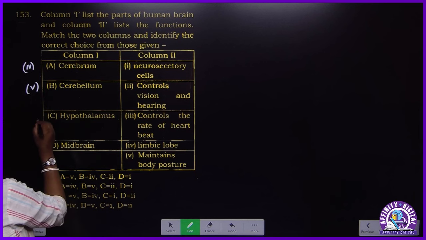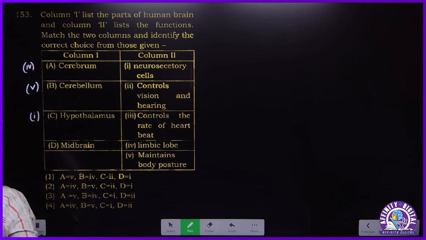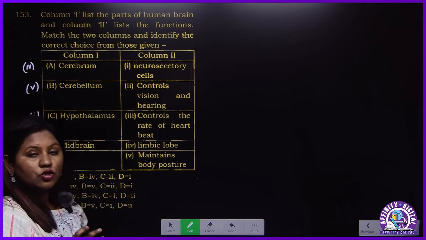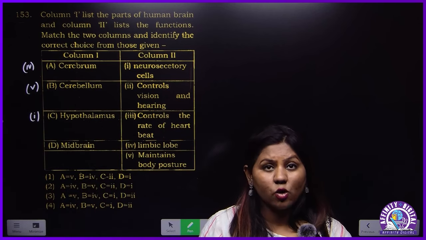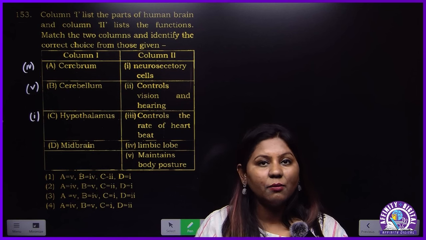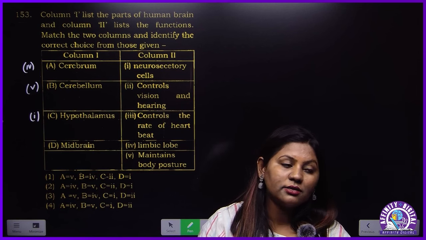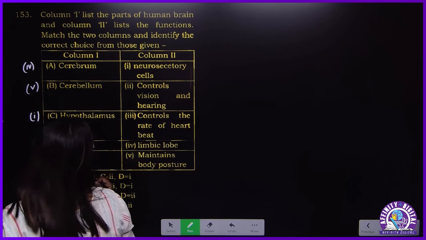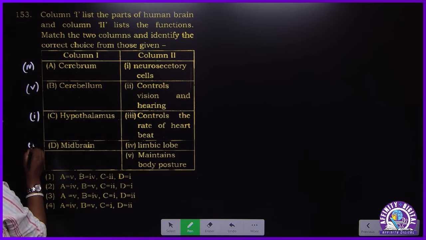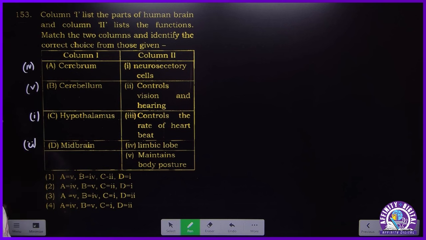हाइपोथैलेमस कंटेन्स न्यूरोसेक्रेटरी सेल्स. सो ऑप्शन नंबर 1. मिड ब्रेन जो है उसमें कुछ लोब लाइक स्ट्रक्चर होता है, दैट इज नोन एज कॉर्पोरा क्वाड्रिजेमिना, एंड ये हमारे visual and auditory reflex को control करता है. So we will go with option number 2. So it is 4, 5, 1 and 2.